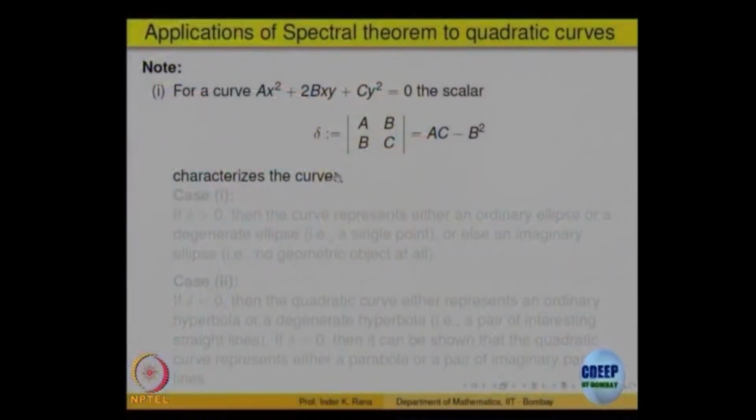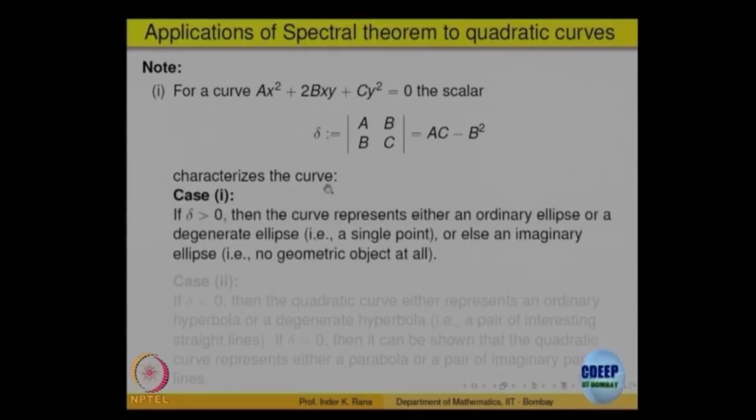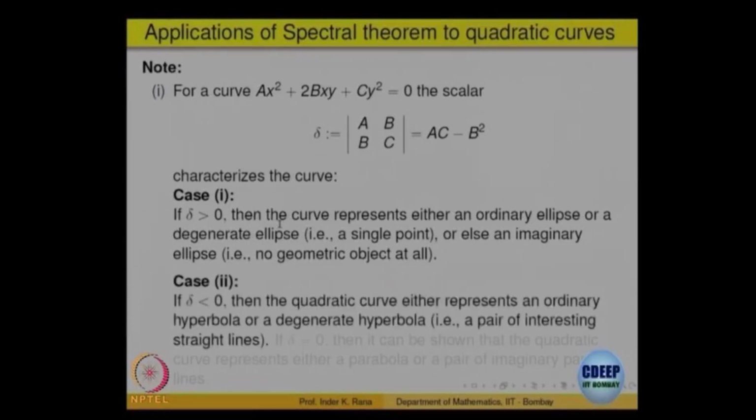Of course, in that, this delta is important, that should not be equal to 0. So, how does this delta characterize what kind of curve I have got? It should not be 0. If it is positive, essentially it represents an ellipse, and if it is negative, that essentially represents a hyperbola. So, delta also characterizes the shape.